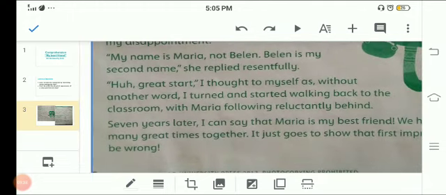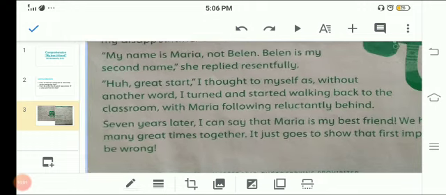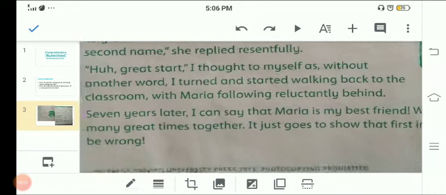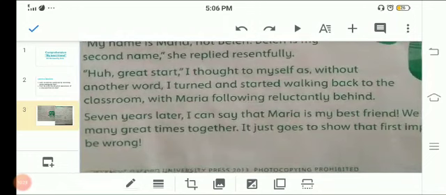"Oh, great start," I thought to myself, as without another word, I turned and started walking back to the classroom with Maria following reluctantly behind. Okay, students, now what were the expressions of the narrator? She was very cold, and coldly she was doing that, and she didn't say any word now. She just thought to herself, oh, what a great start it was. And she turned back and was walking back to the classroom, and Maria was also following her behind reluctantly. Reluctant means hesitant, okay? She was also following the narrator.